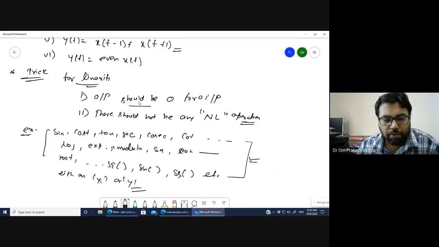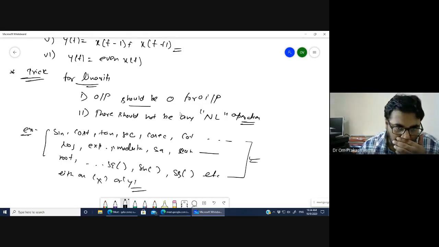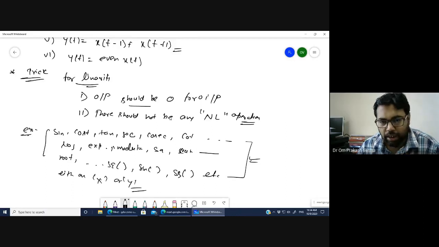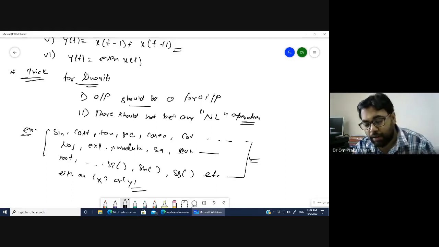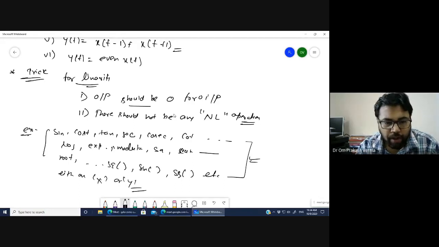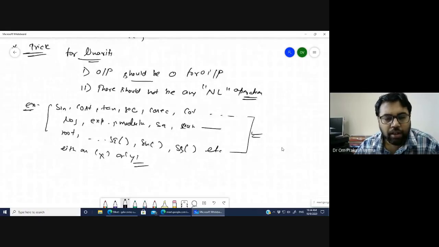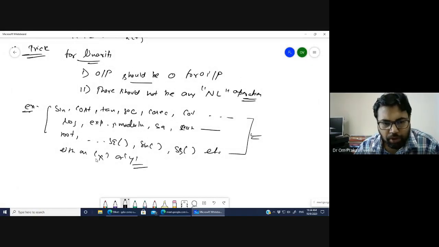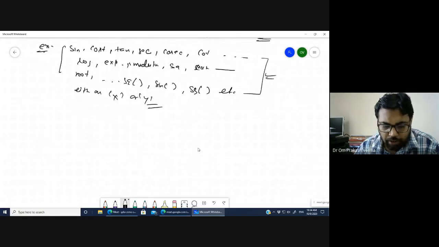For linearity, the output would be 0 for 0 input. If you want to check the system linearity, nothing to do, just put 0 as input. If your output is 0, then it is linear. The second criterion is there should not be any nonlinear operator in the function, like sine, cos, tan, sec, on the x or y. Let's say sine x square, cos x square, like that. This makes the system non-linear.